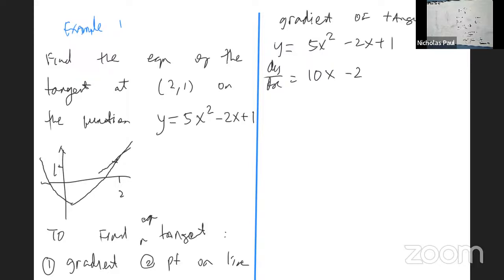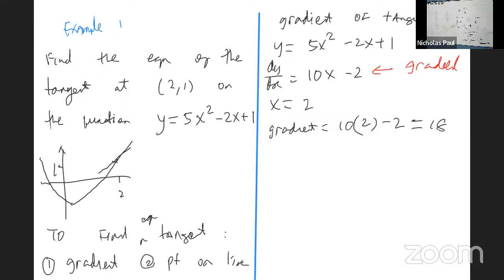How do we get the gradient of the tangent? All we have to do is substitute the x value, right? X is what? X is 2. So therefore the gradient will be 10 by 2 minus 2. 20 minus 2 is 18. This function here is called a gradient function. So by just putting the x values in, you'll be able to find the gradient.